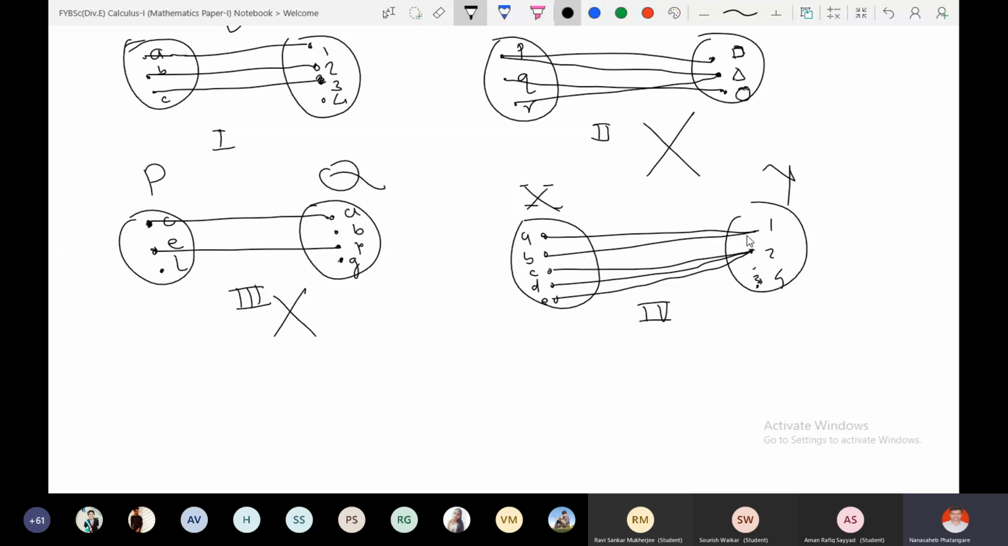B is related to one unique element, right? It doesn't matter that two elements are related to the same thing, that is not an issue, right? But what is our condition? Is every element of the first set related? Yes. Is every element related to a unique element? Yes. Right. So this is a function.